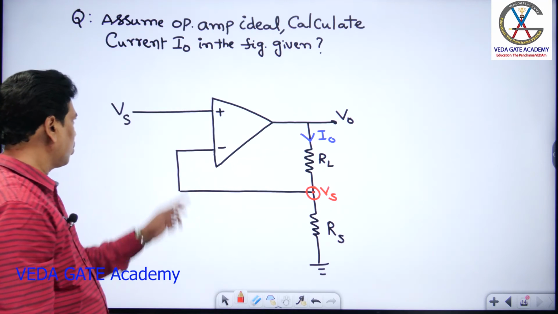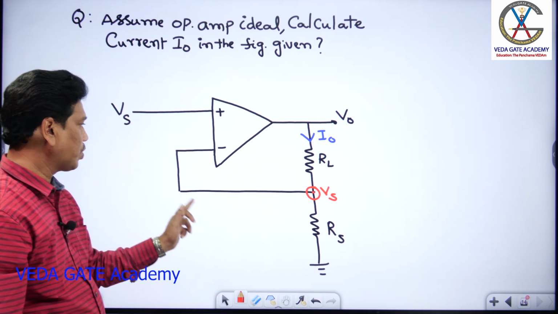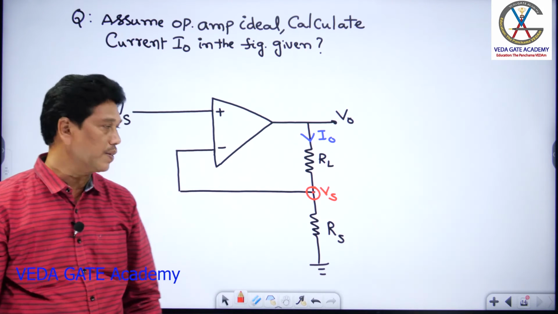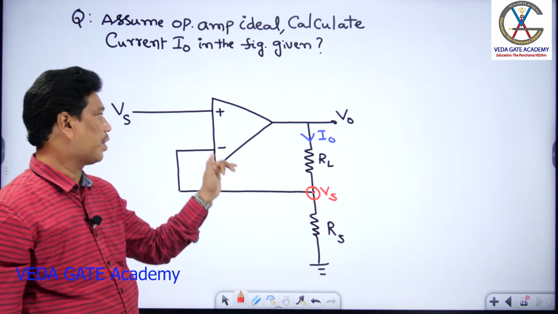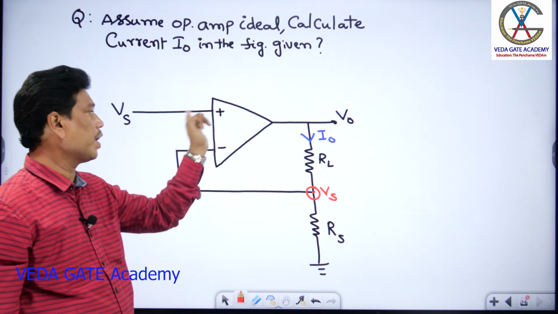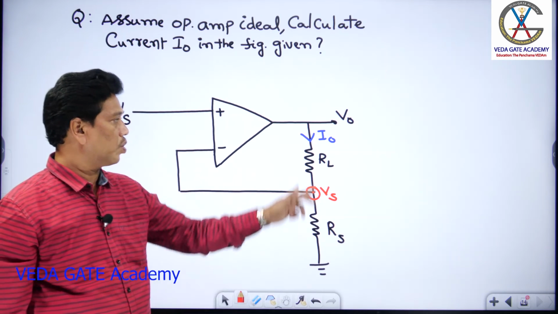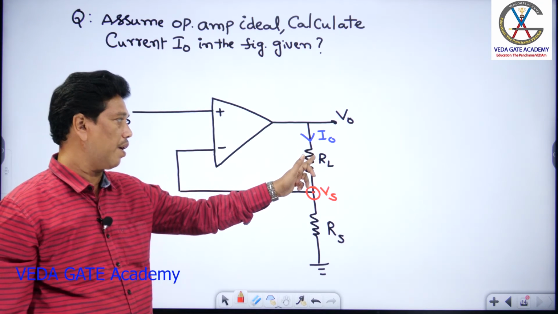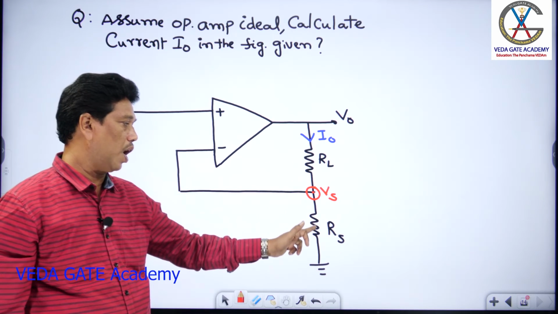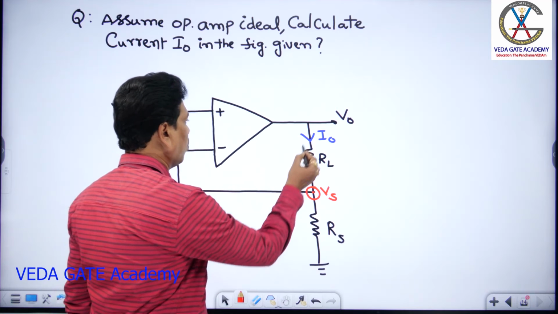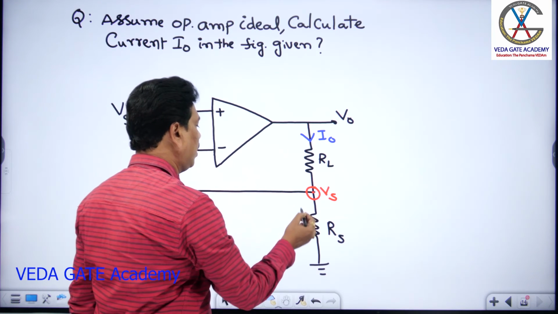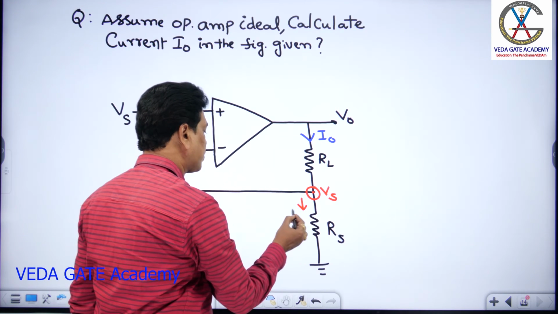Because of this voltage Vs, using virtual ground, the other node is also at the same voltage Vs. One more thing to remember: according to the ideal condition, no current can flow between the inverting and non-inverting terminals. So the current I0 flowing in the branch RL goes through RS as it is, because no current flows between input terminals.